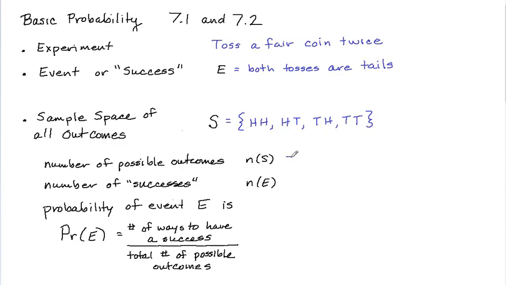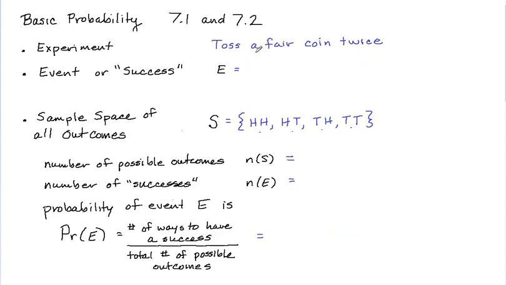The number of possible outcomes, so I'm counting how many, 1, 2, 3, 4. How many of those would be considered a success? Well, the success was only the 2 tails, so it'd be 1. So the probability of tossing a coin tails twice is 1 success out of 4 outcomes, or 0.25.